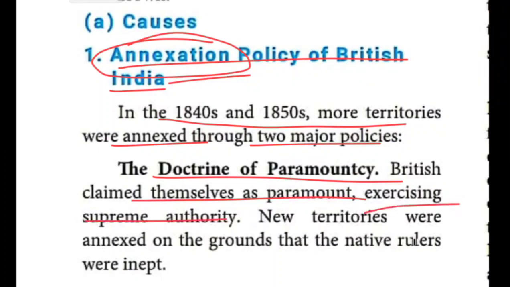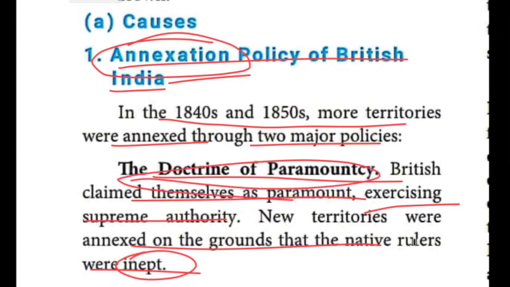So at that time new territories were annexed on the grounds that the native rulers were inept, in the sense inefficient. The British officers, the British soldiers, the British governor generals considered Indian kings inefficient. Inept means inefficient. In such a way they considered the Indian rulers. So this is the policy of paramountcy, or doctrine of paramountcy. Paramountcy means supreme power. They considered themselves supreme. So that's the meaning.